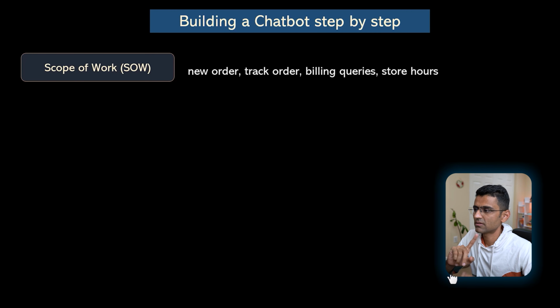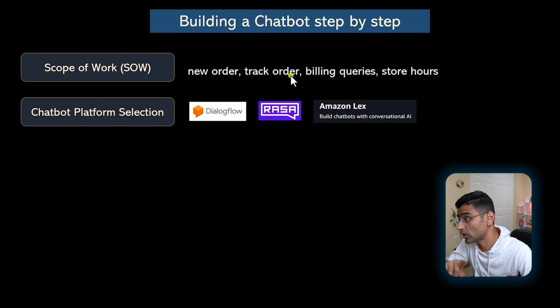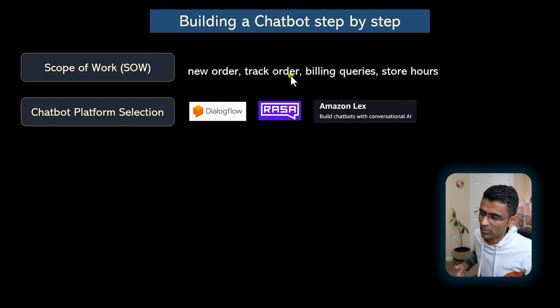First thing we did is define the scope of work. We had new order, tracking order, billing query, store hours, and we said we'll implement only two things, new order and tracking order. Second is chatbot platform selection. ChatGPT gave Dialogflow, but when I was talking to my friend, he told me, why don't you use Amazon Alexa? Then I asked Google. Google told me Rasa and Dialogflow and five other platforms. I am now confused. I don't know what to use. So you have to do some research to figure out which platform is the best one for you.